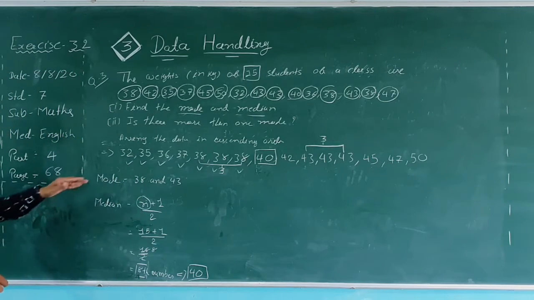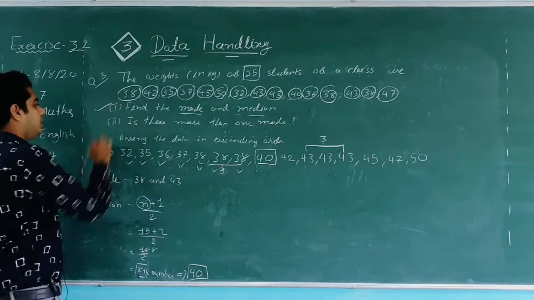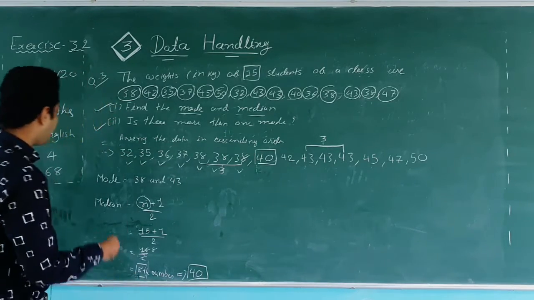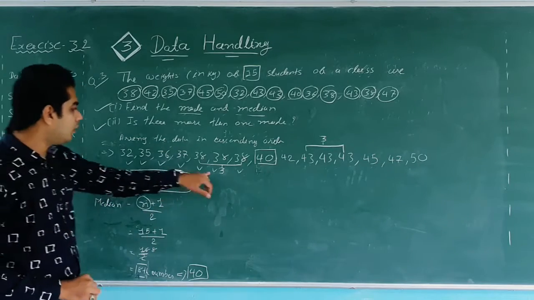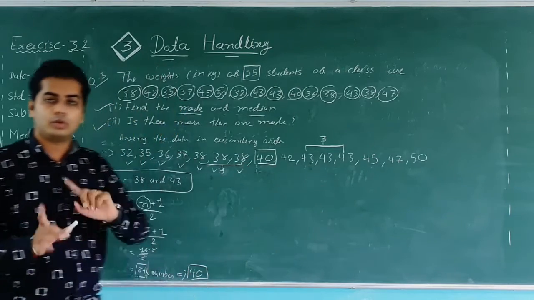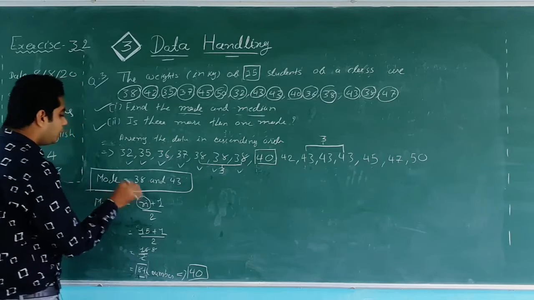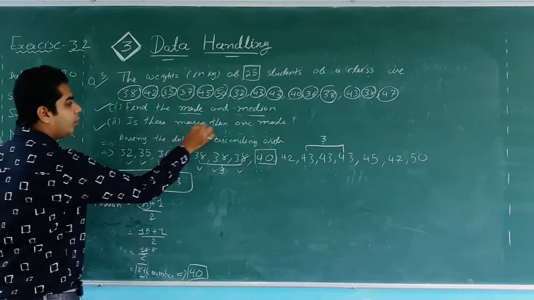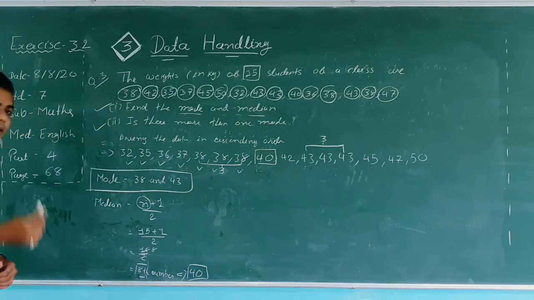So here we found out mode and median. Now the second question, first question is done. Second question: is there more than one mode? Here more than one mode was found, yes. Why? Because here 38 was repeating 3 times and 43 was also repeating 3 times, so the frequency of both is the same, both are repeating 3 times. So the mode of the data is 38 and 43. So yes, there is more than one mode in the data. There are 2 modes in the data.